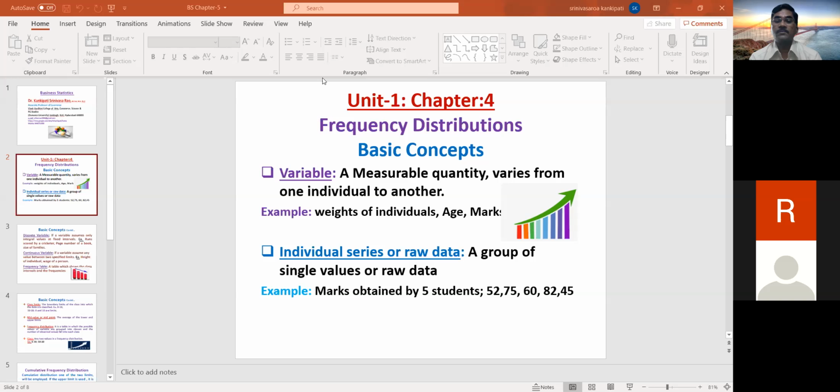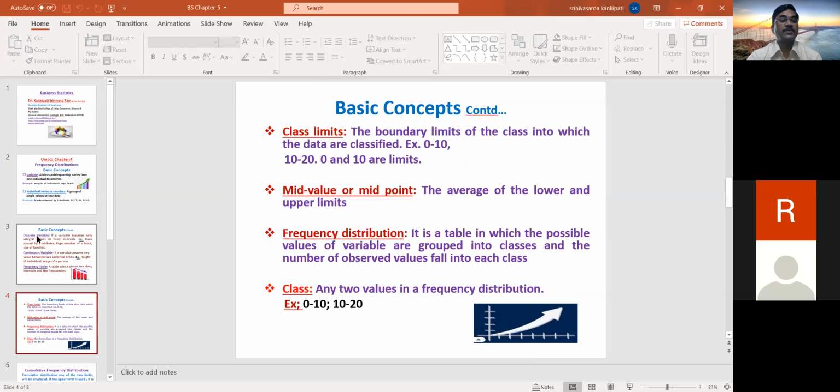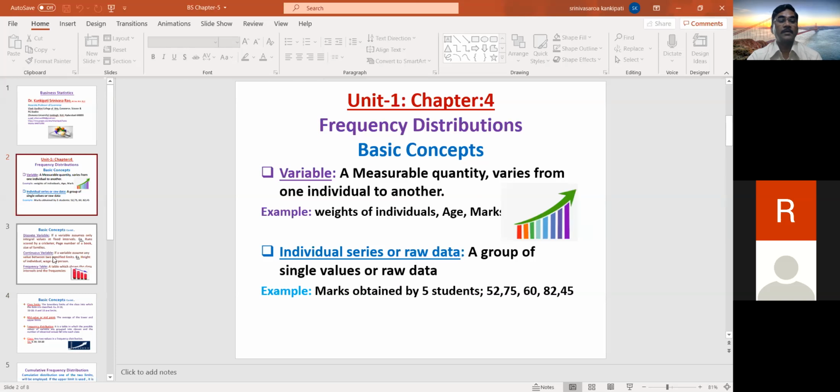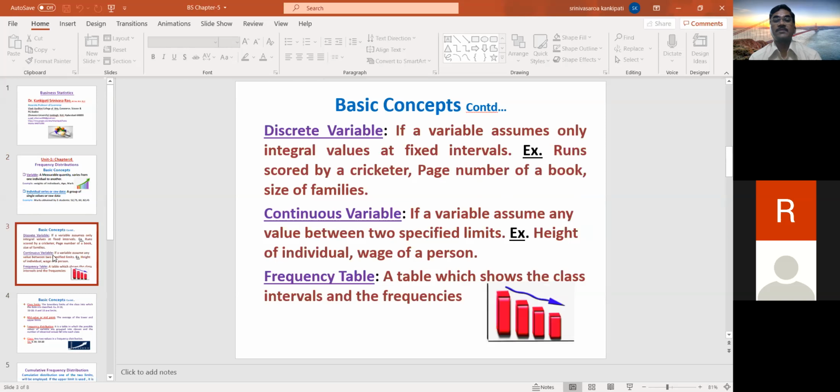Like that, you need to arrange the data as an individual series. As I told you, in an individual series, frequencies will not be given. So frequency distribution starts from the discrete series. I already mentioned that in the previous class. Now, let us move on to another slide, which talks about frequency distribution, in continuation to the previous slide, discrete series.